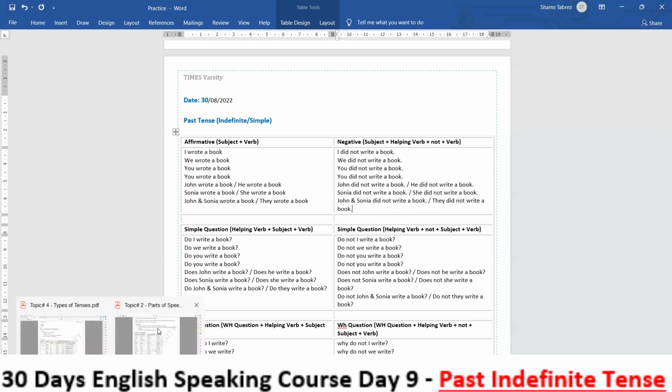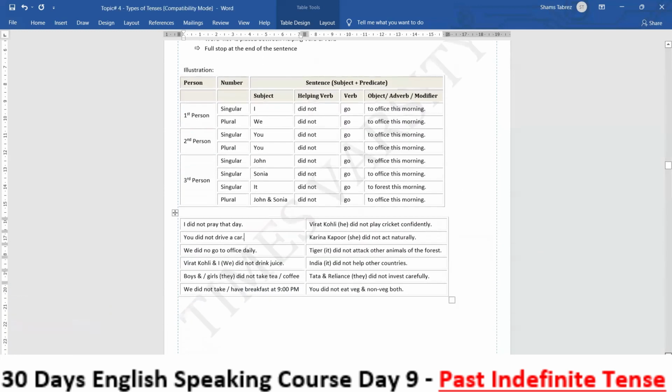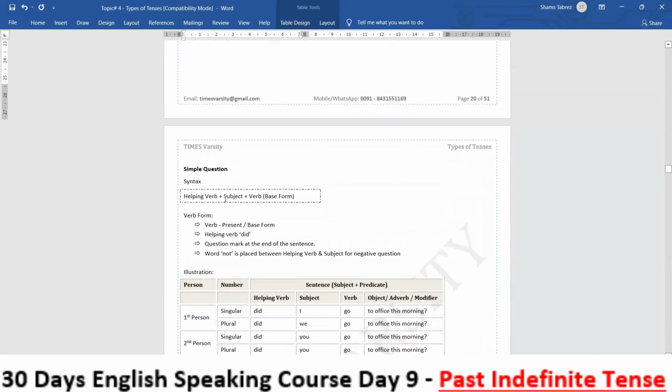Now let's discuss simple questions. As we know, a simple question starts with a helping verb. So the syntax is helping verb plus subject plus verb, and here the verb form is the present or base form. The helping verb did is used, with a question mark at the end of the sentence because it is a question. The word not is placed between the helping verb and subject for a negative question.